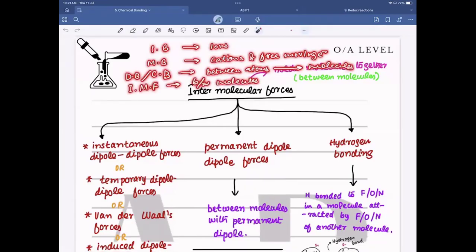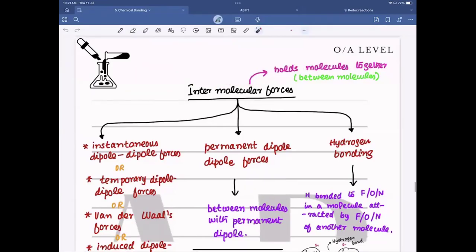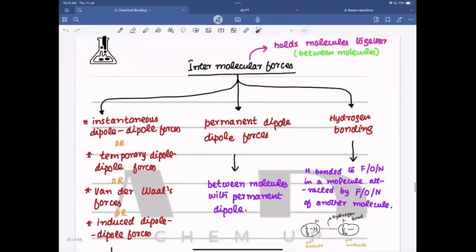My last point: if I categorize intermolecular force, it is actually divided into three categories. One is called instantaneous dipole-dipole forces. It has more names as well besides this. It is also called temporary dipole-dipole forces or van der Waals forces or induced dipole-dipole forces. Second one is called permanent dipole-dipole forces. And the third one is hydrogen bonding. Okay.